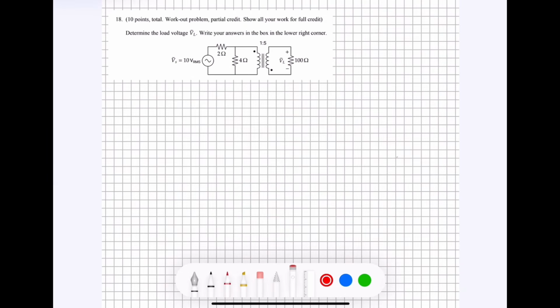Question 18 says, determine the load voltage VL. Write your answers in the box in the lower right corner. On the real test, the box would be down there, but I don't have the box shown in this example. All right, so this circuit deals with the idea of transformers, which is this over here.